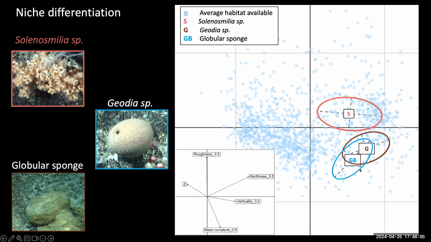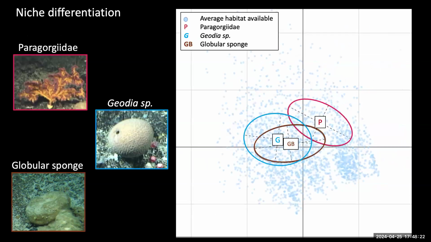And for the case of the other two species, there was a lot of overlap between them, which makes sense because we couldn't go to a very high taxonomic level with this globular sponge, as you might assume. That's why I gave it this name. And these species are very similar morphologically. Geodia is also round, as you can see.